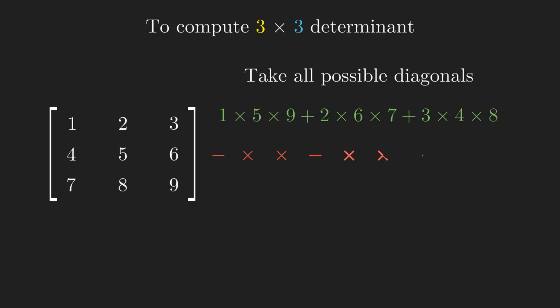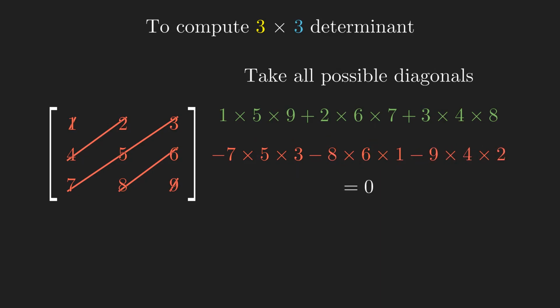Then, draw the other sets of diagonal lines to form crosses and remember to take negative of their products. So firstly, negative 7 times 5 times 3. Then negative 8 times 6 times 1. Finally take the negative 9 and times it with 4 and 2. Finally, sum them up to get our 0.